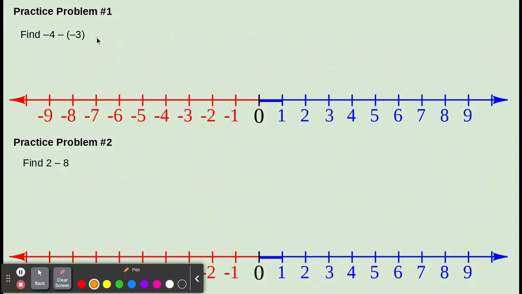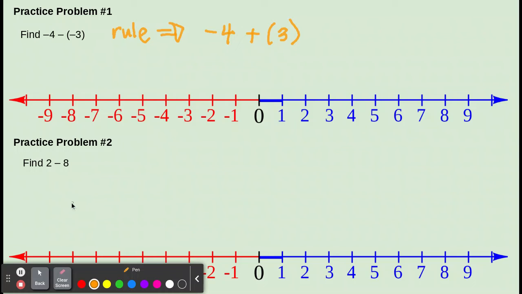Okay, so this one is already in the form that we want. We just need to apply the rule. That means we're going to keep, change, switch. It's no longer a negative. It's now switched to a positive. So our problem becomes negative 4 plus 3. Right? Use the number line, good guys, bad guys, or your absolute value.